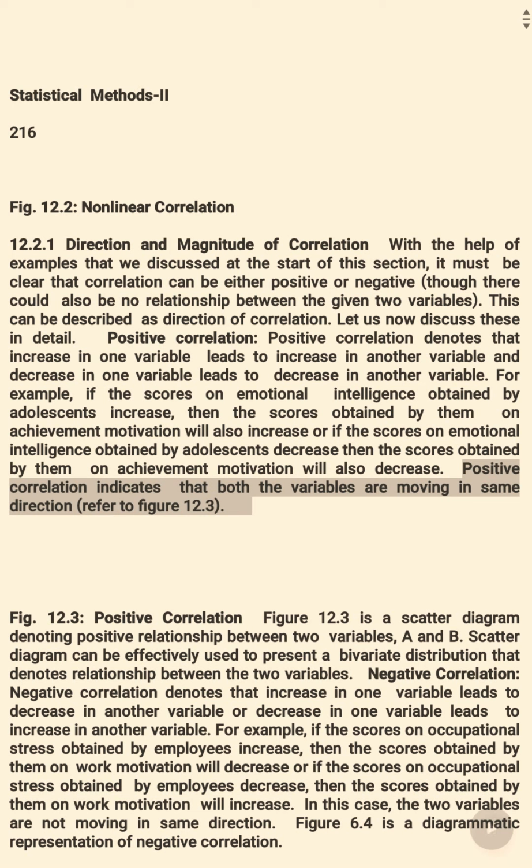Refer to Figure 12.3 as a scatter diagram denoting positive relationship between two variables. A scatter diagram can be effectively used to present a bivariate distribution that denotes relationship between the two variables.